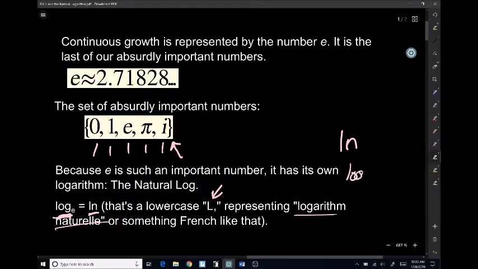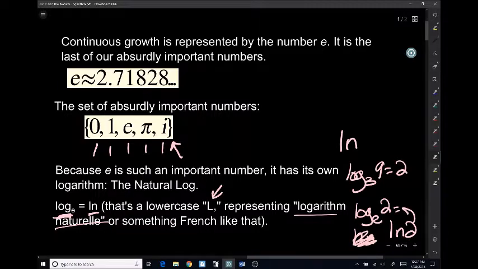So we're used to seeing something like log base 3 of 9 equals 2. That's a log with a base of 3. Well, log base e of 2 would just be, well, I don't know what that number is, but we'd call that natural log of 2. These two expressions are the same.